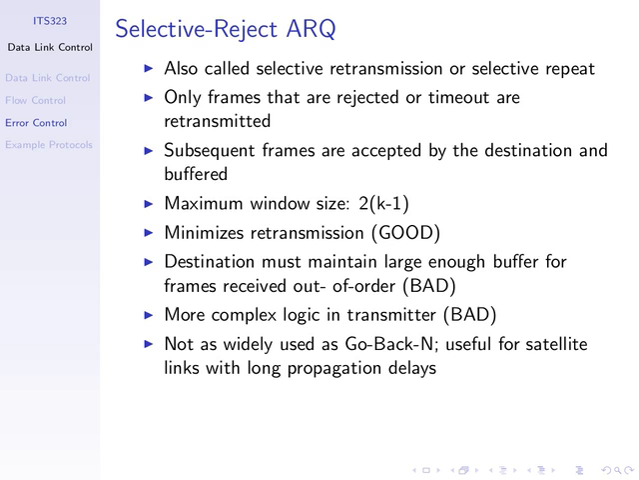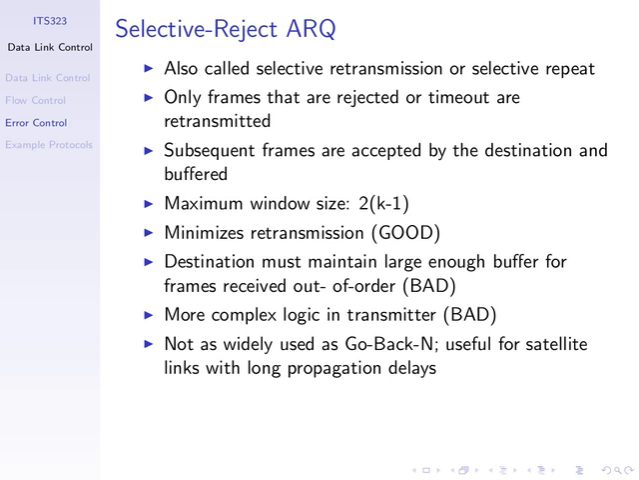Selective reject, or selective retransmission. Only frames that are rejected are retransmitted. In the previous example, only frame 4 was retransmitted. In go back N, 4, 5, and 6 were retransmitted. We can do that because the destination will buffer frames that have been received after that error frame. It buffered 5 and 6.